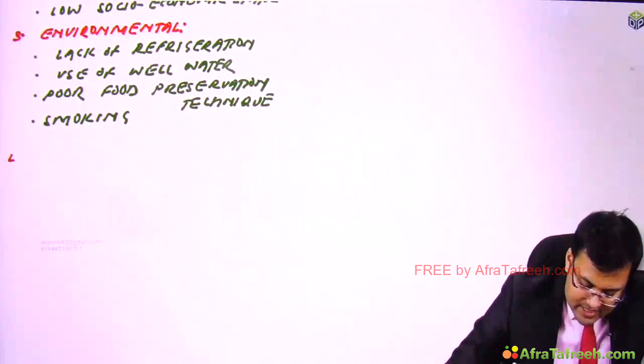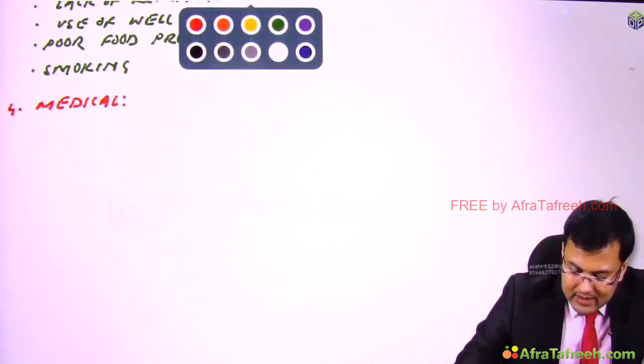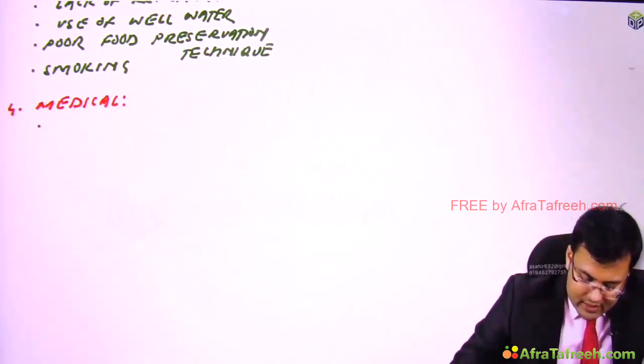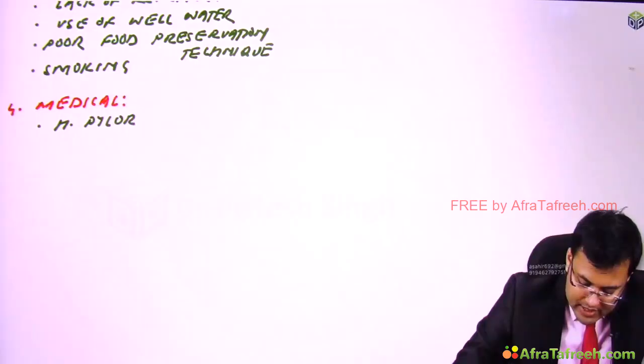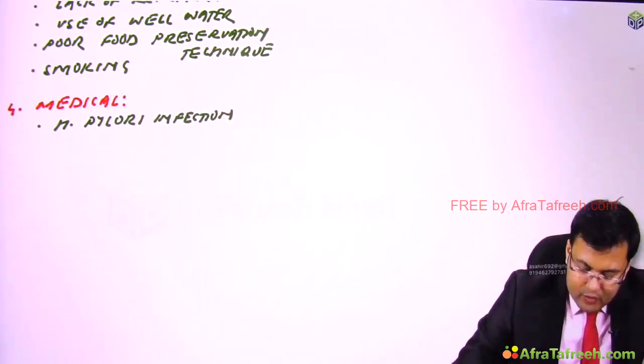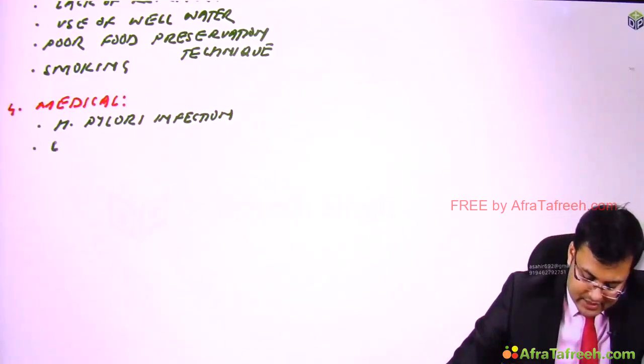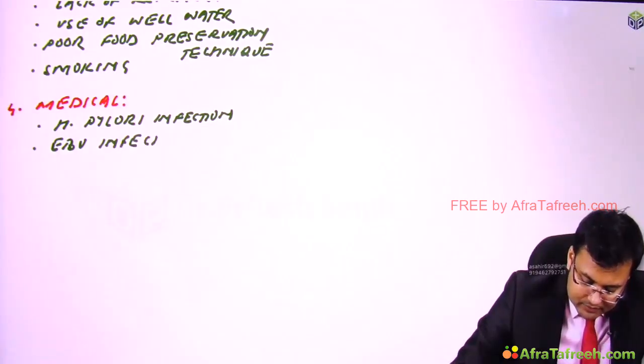After that, medical risk factors. What are the medical risk factors? First, obviously, which bacteria infection? H. pylori infection. Which virus infection? Epstein-Barr virus infection. History of partial gastrectomy.